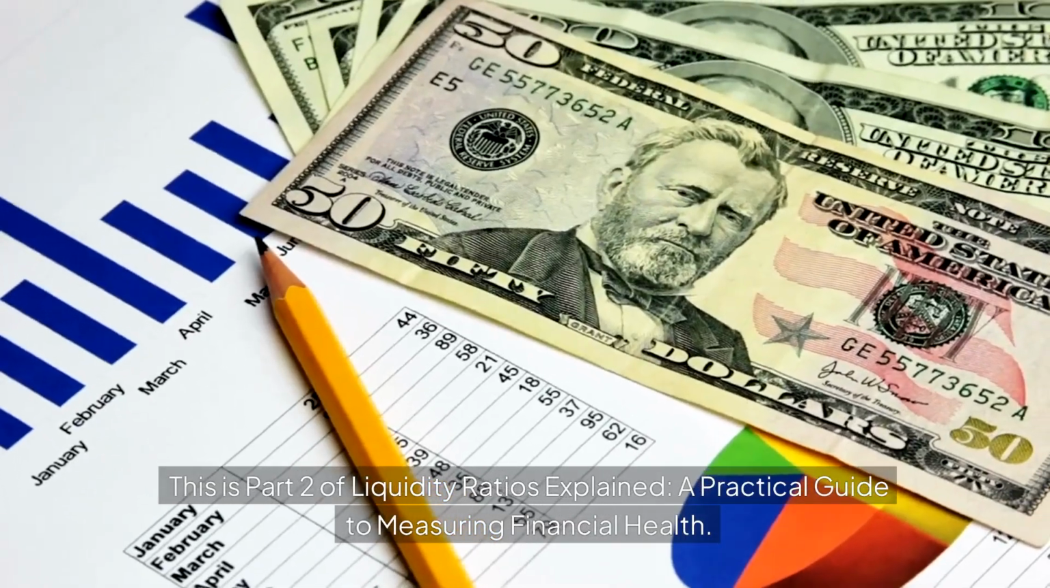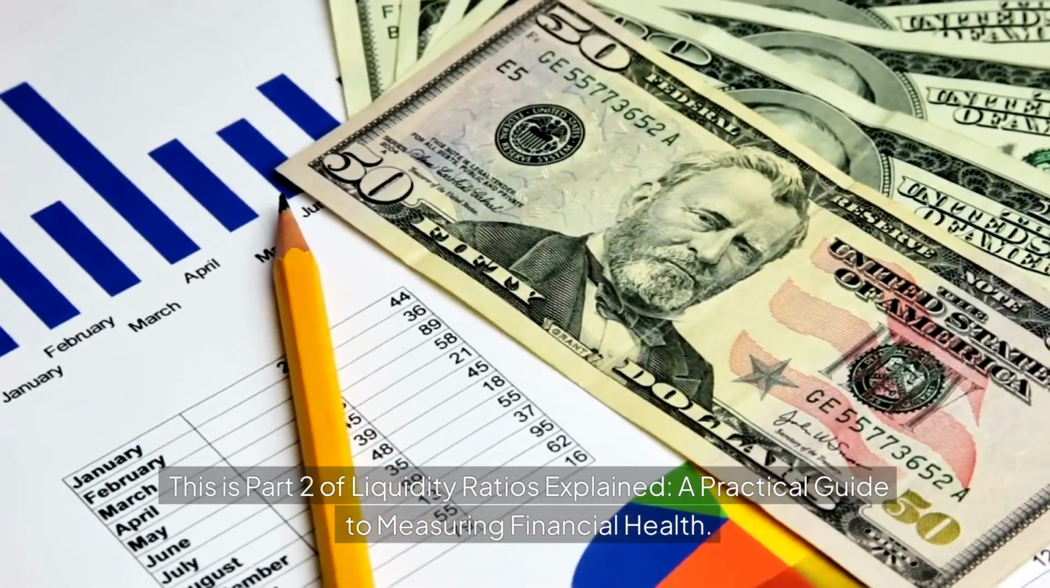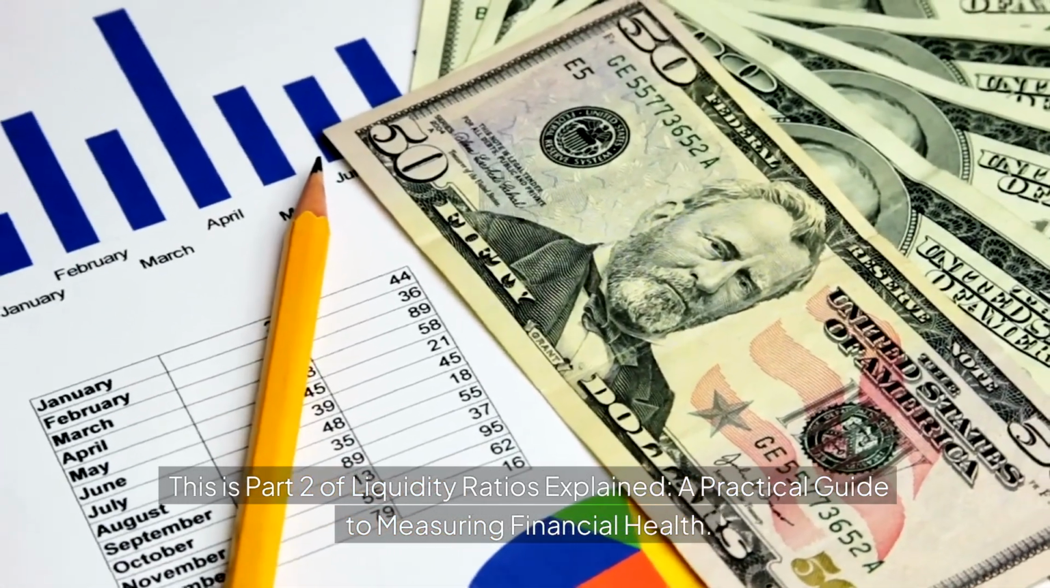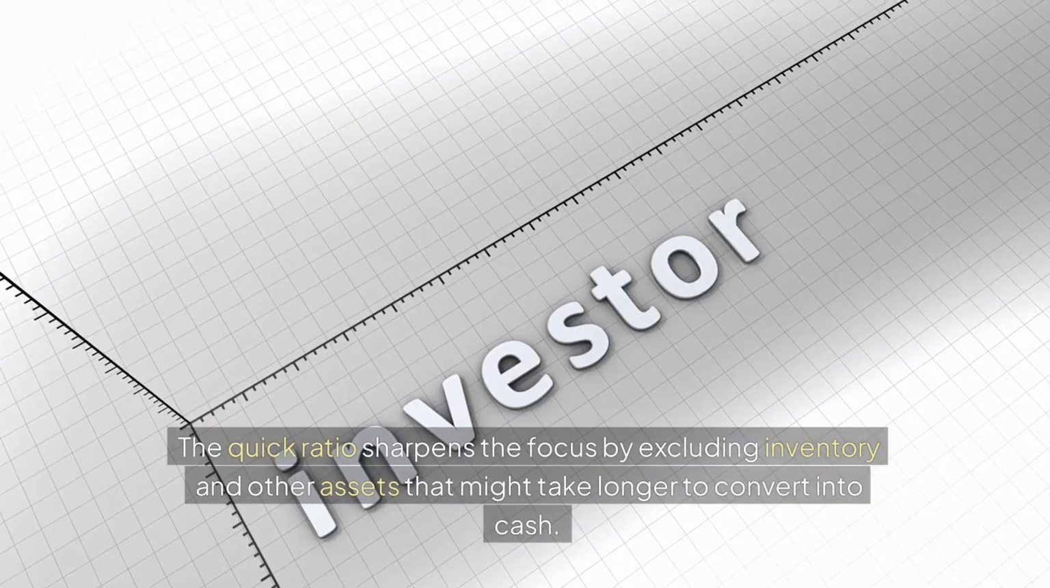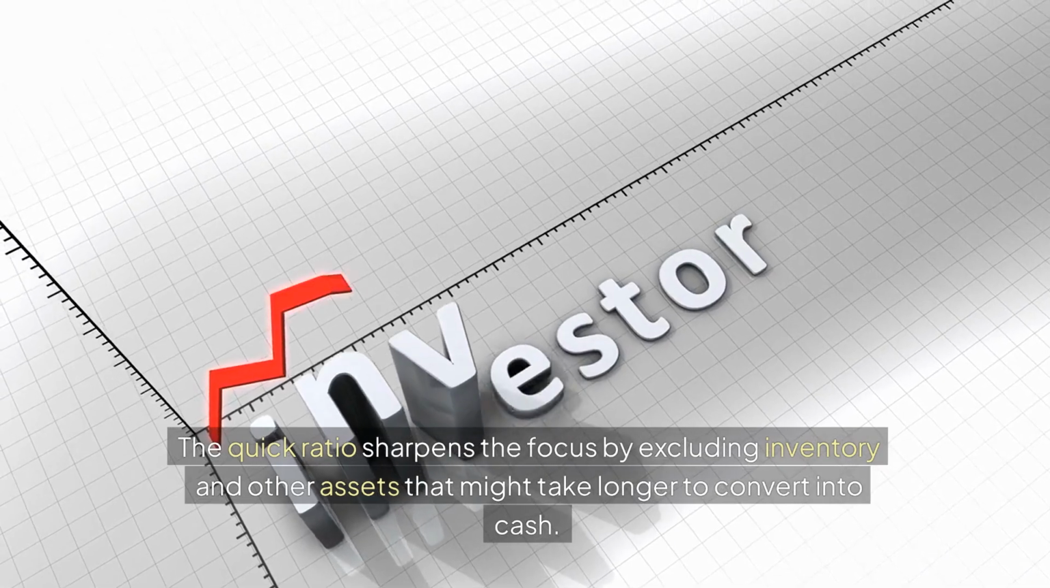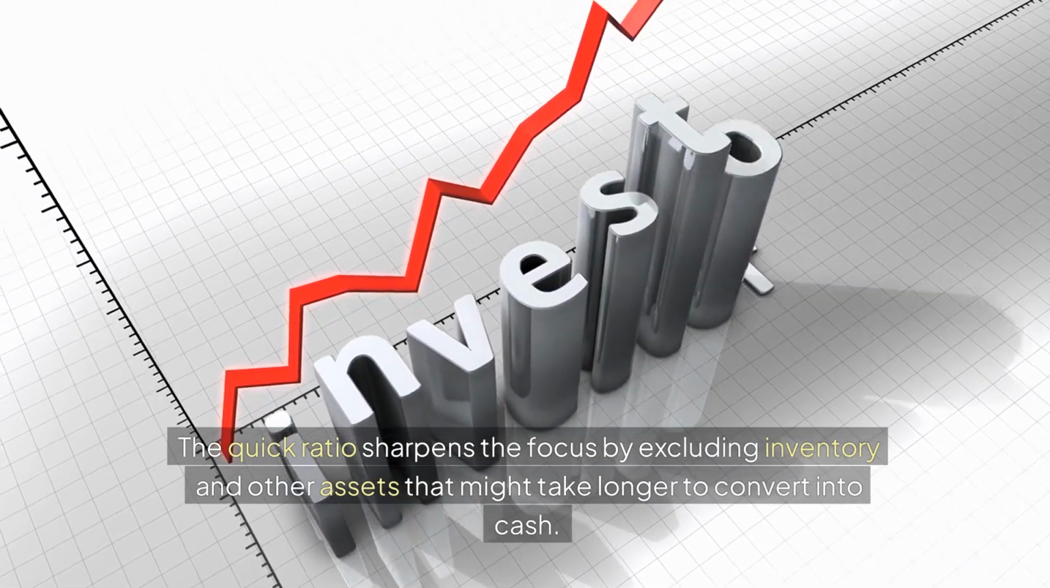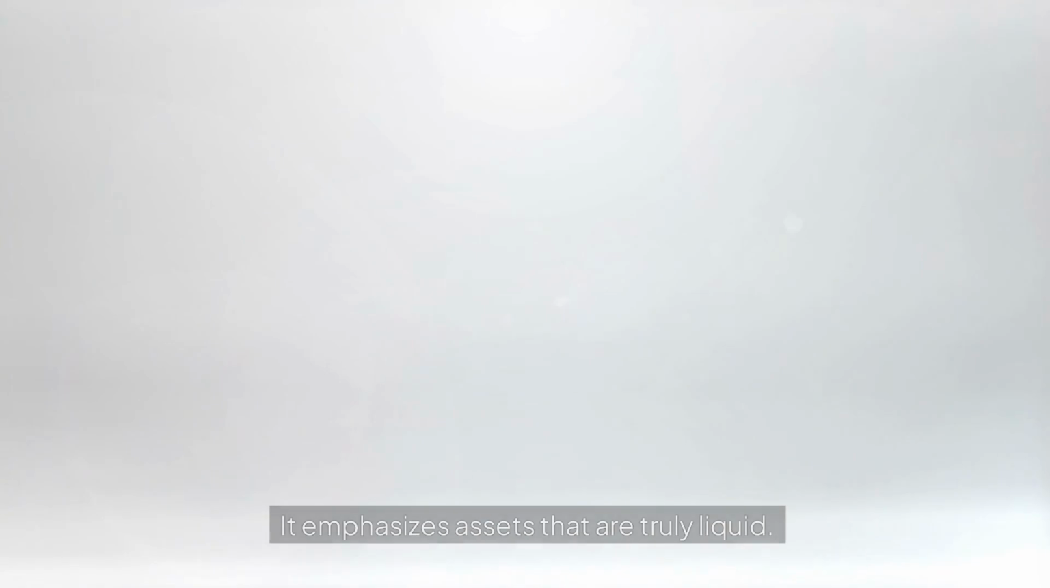This is part 2 of Liquidity Ratios Explained, a practical guide to measuring financial health. Quick ratio calculation example. The quick ratio sharpens the focus by excluding inventory and other assets that might take longer to convert into cash. It emphasizes assets that are truly liquid. Here's how to calculate it.